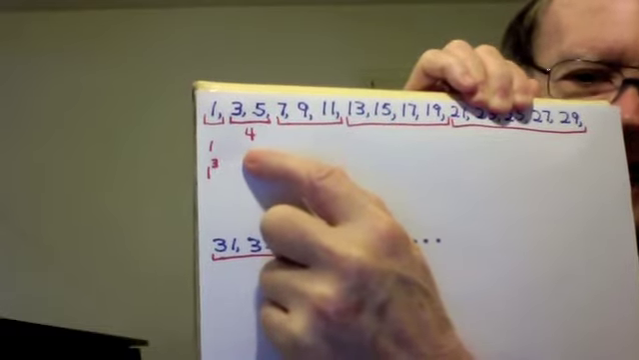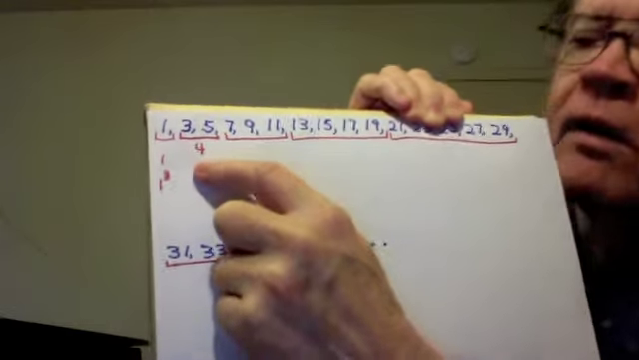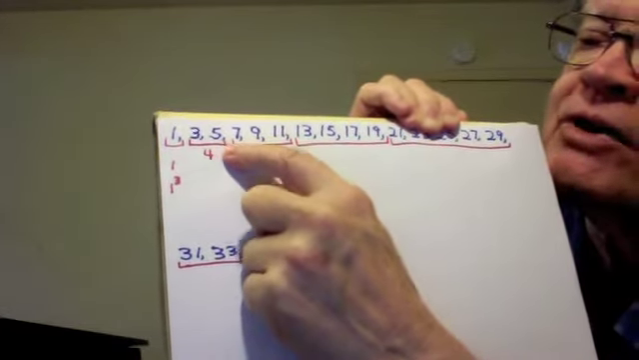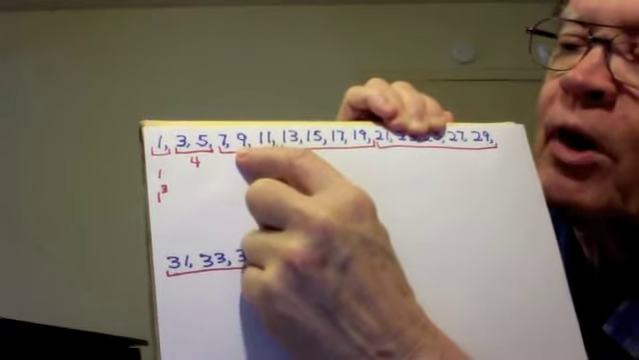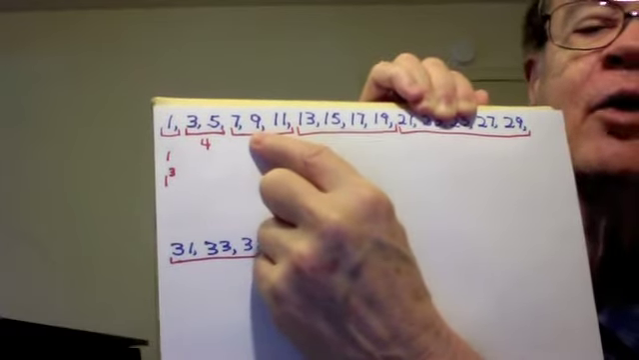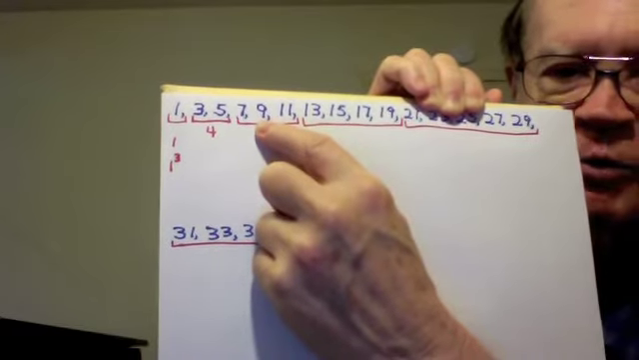Now, to get the next square number, we have to add 5 to 4. Well, we add 1 more, that's 5, then 2 more, that brings us to 7, then 2 more, that adds a total of 5, that brings us to 9, which is in this next group, and it's the middle number of the group.